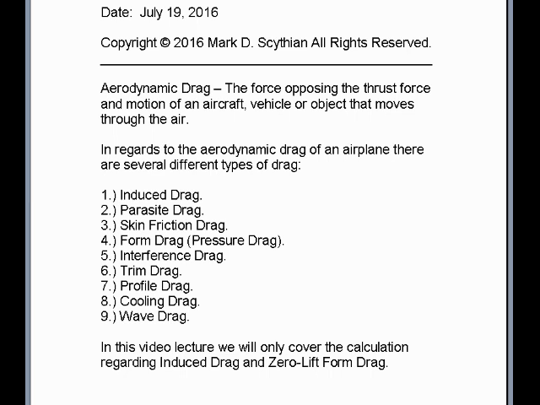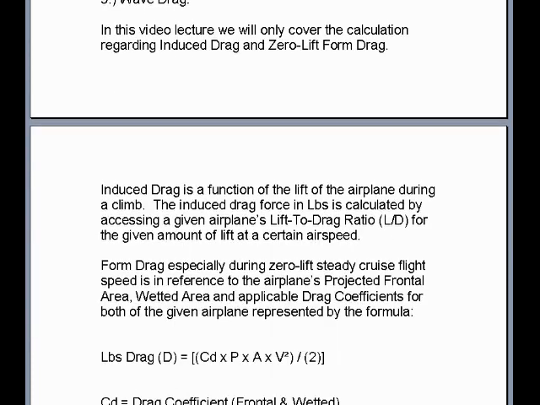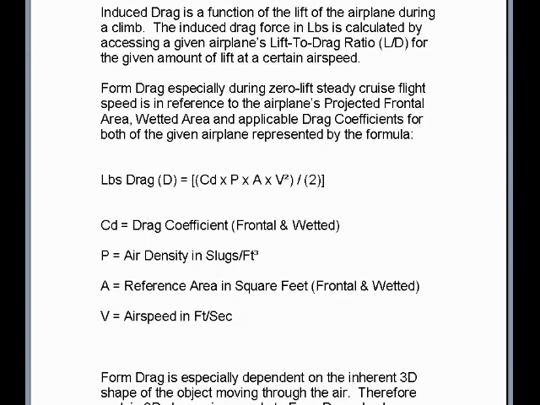Aerodynamic drag calculations can become extremely complicated. However, they are easily calculated by accessing something called the lift over drag ratio, which we'll be covering in a few minutes here. Induced drag is a function of the lift of the airplane during a climb. The induced drag force in pounds is calculated by accessing a given airplane's lift to drag ratio, or L over D, for the given amount of lift at a certain airspeed.